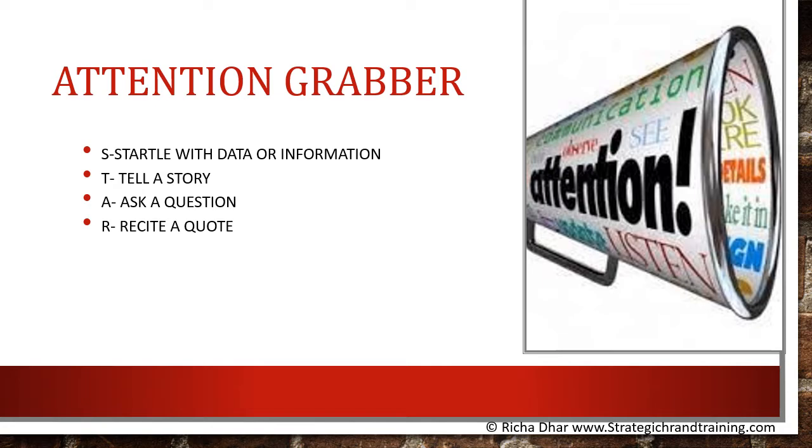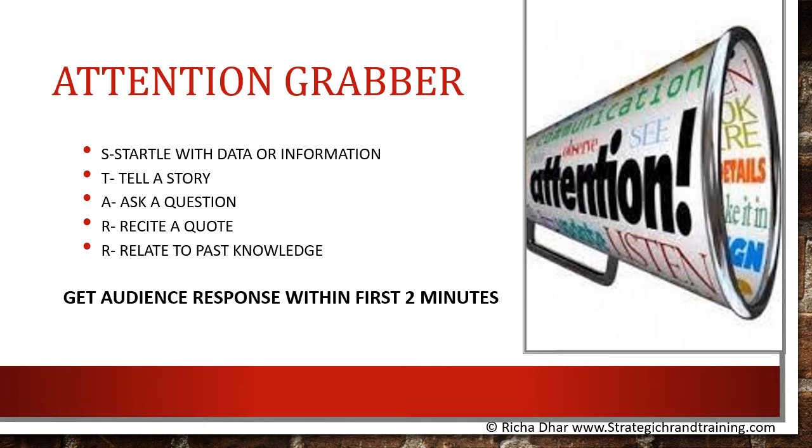So you can start with any quote, but it should correlate with the core message of the presentation. Relate to past knowledge. You can start with asking some questions, sharing some information which is commonly known to everybody. So what you do is you get everyone's attention and correlate their existing information with the new information that you're going to provide. So the bottom line of an attention grabber is that you get the audience to respond to you within the first 2 minutes of you having started to talk to them. You can use any one of these 5 components for that.